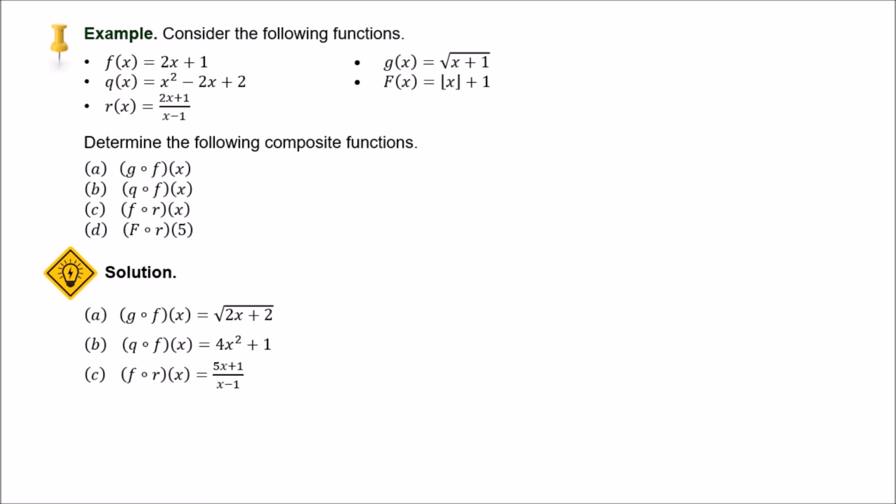Finally, we'll have the last example, letter D, f of r of 5. As before, we write down first our first function. Our first function is the capital F of x, which is equal to the floor function x plus 1. Then we replace all x in this function by the expression for r of x, which is the expression 2x plus 1 all over x minus 1.